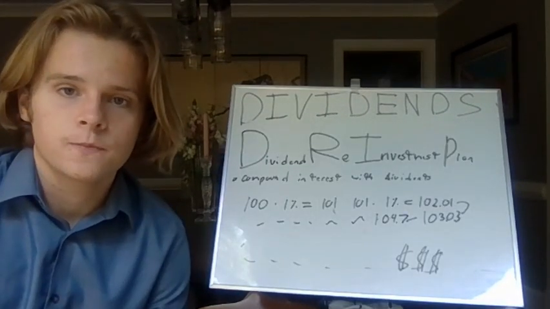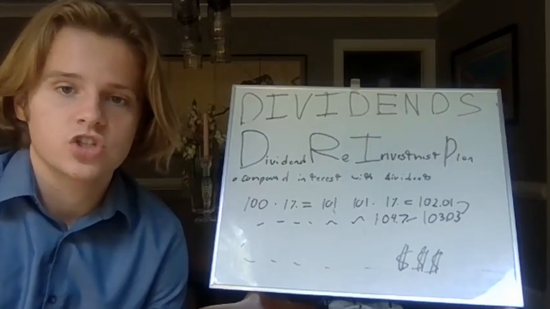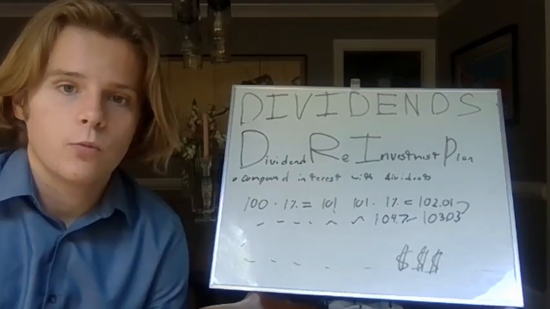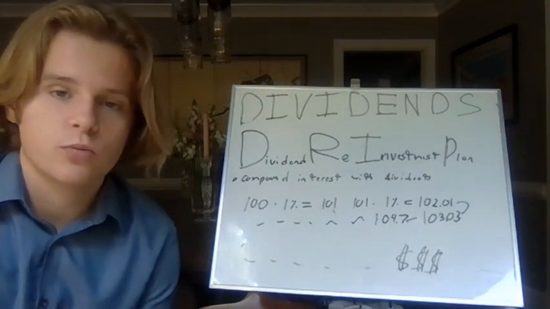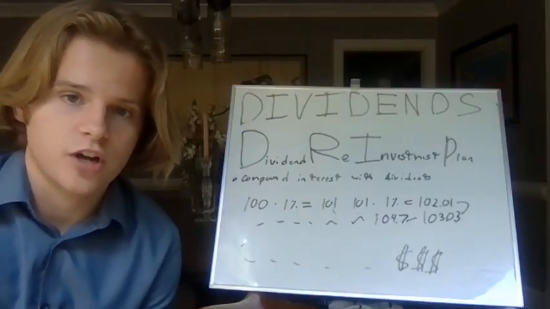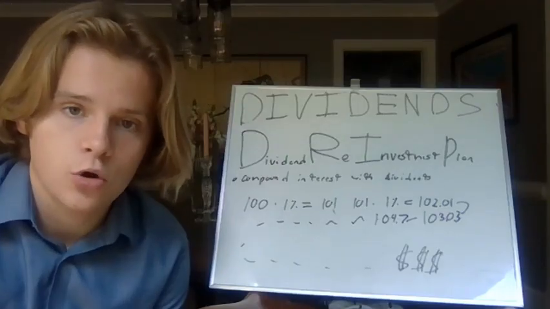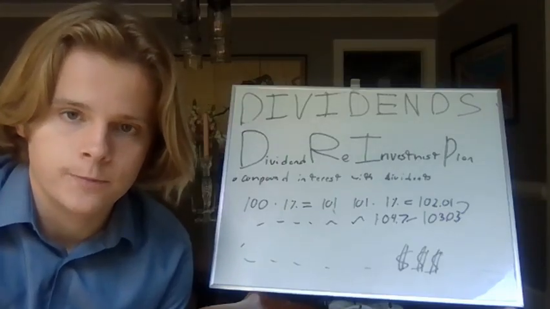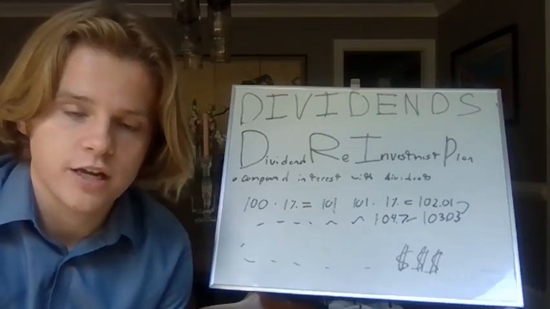As we talked about earlier, you can either get your dividend payment in cash or in additional shares. DRIP, or dividend reinvestment plan, is where you get it in additional shares. If you choose to get your dividend in additional shares, you now own more stock in the company, which entitles you to more dividends and more share appreciation.